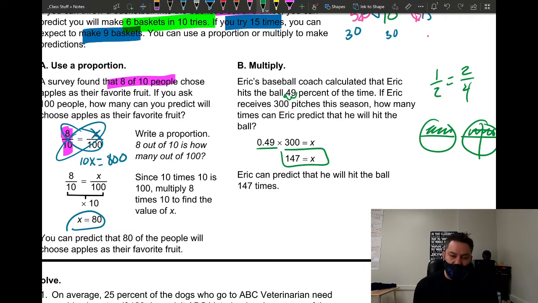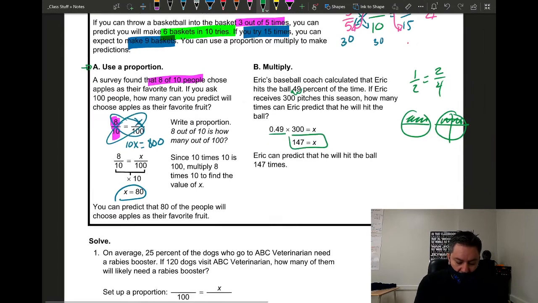So that means that if he gets 300 pitches, you're gonna expect Eric to hit the ball 147 times. That's exactly what it means. It is the same thing as doing cross products, but I think this method is faster. You just gotta pick which one is better for you. Now we're gonna do a few examples right here.